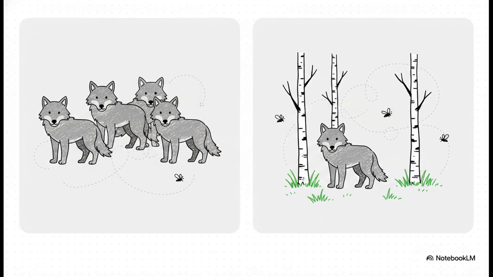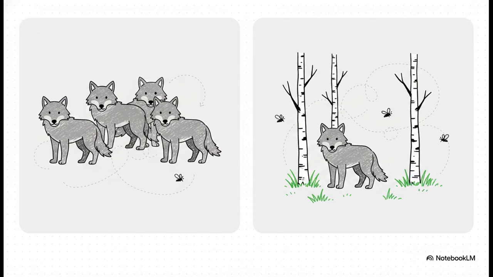So let's look at the difference between the next 2 levels, because they are super connected. First, we have a population. This is a group of organisms of the exact same species living in the same area. So a pack of wolves, that's a wolf population. A cluster of birch trees is a birch population. Pretty straightforward.